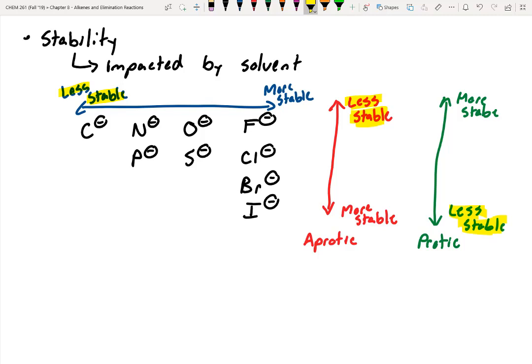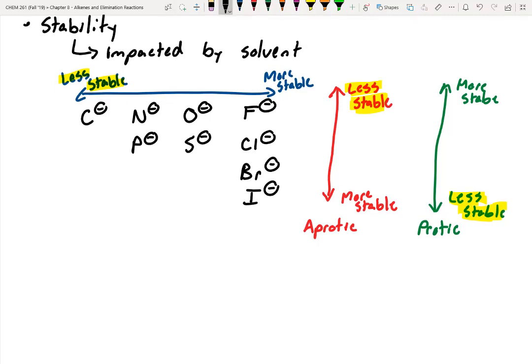Why do things get less stable as we go down a row? Or conversely, why do things get more stable as we go up a column in a protic solvent? Hydrogen bonding, right? So it's going to really form a tight solvation shell around fluoride, where iodide, being this giant atom, isn't going to be wrapped up by solvent as much. All right, so stability trends are kind of things we're familiar with.